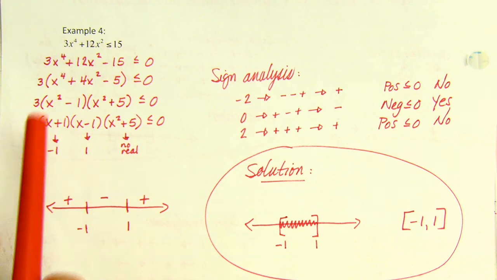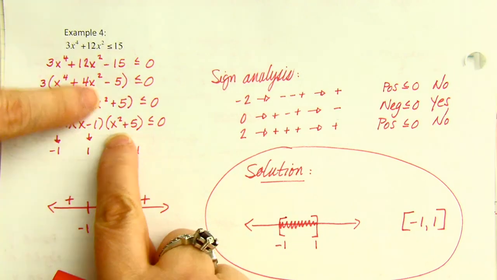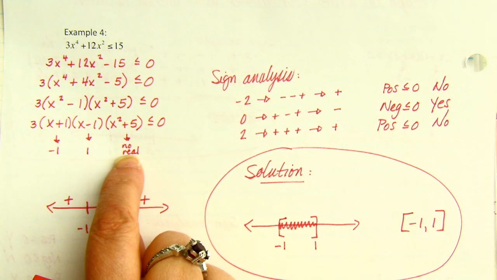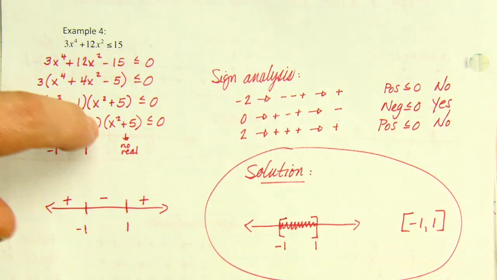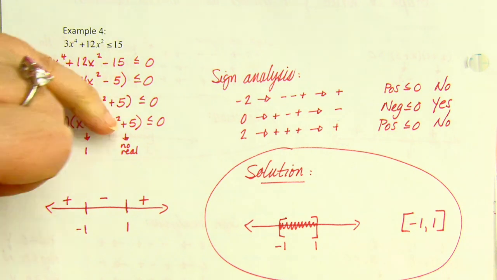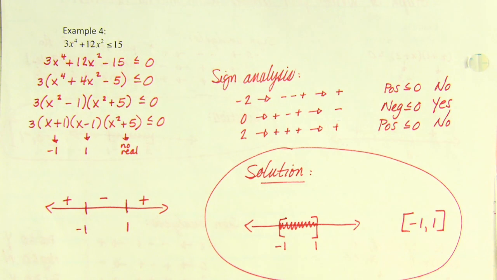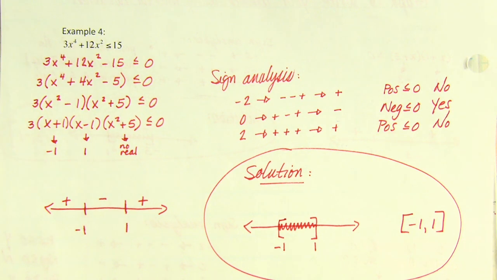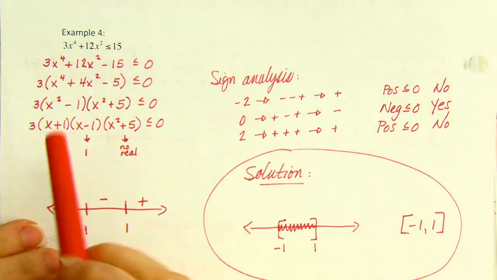Now notice, if you square any number and add 5 to it, it's never going to be 0. It never is. And in fact, if I take this 5 over to the other side to solve it, I'm not going to get a 0 there. This thing is never going to be real. The 3 is never going to be a 0. So the only two places that I have to get zeros are with these factors right here.